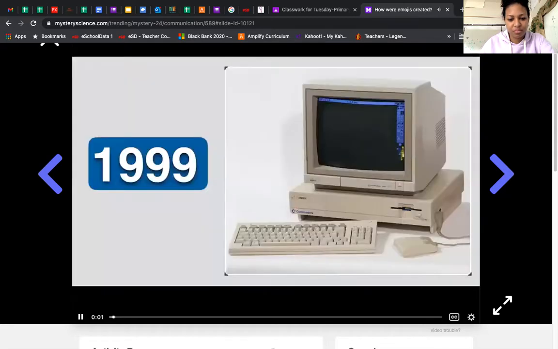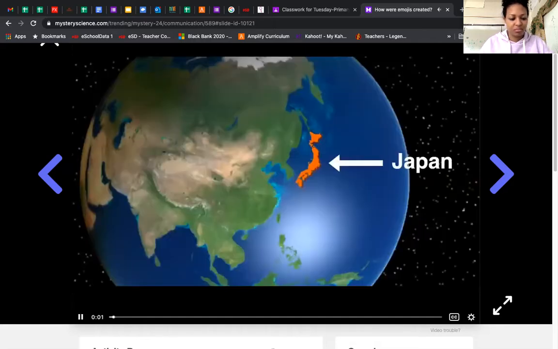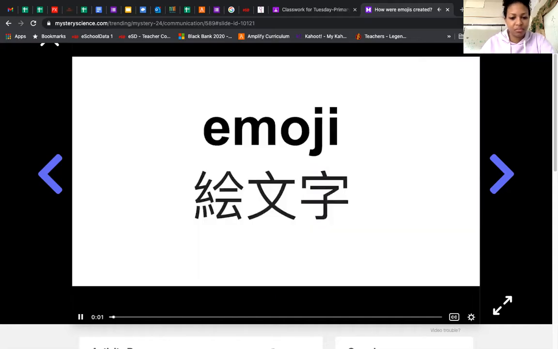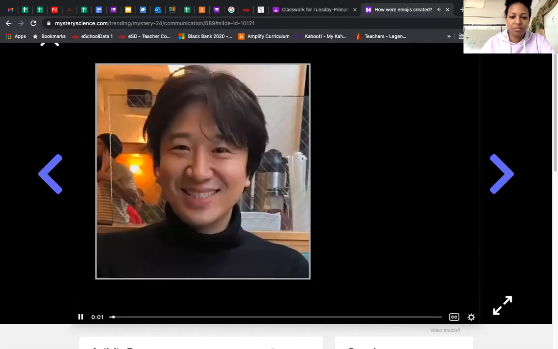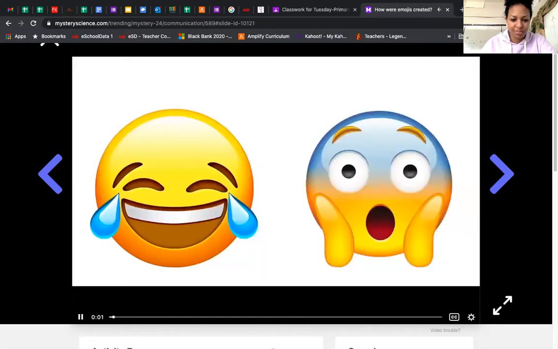Well, it turns out emojis were invented back in the late 1990s when computers looked more like this, and your parents were probably kids then. Emojis were invented by this person, a man named Shigetaka Kurita. Shigetaka is from the country of Japan. In fact, the word emoji comes from Japanese. In Japanese, emoji means something like picture word. Now, as an inventor, the reason Shigetaka Kurita came up with the idea of emojis is that he was trying to solve a problem. Now, what do you think it was? What problem do you think emojis solve?